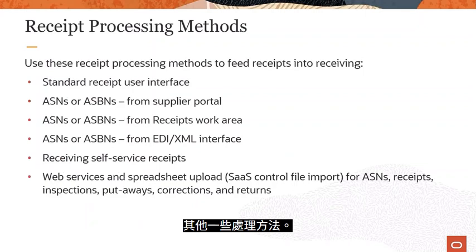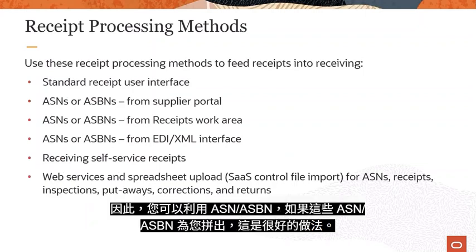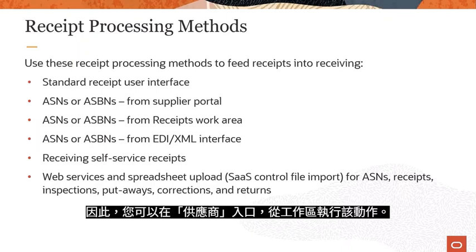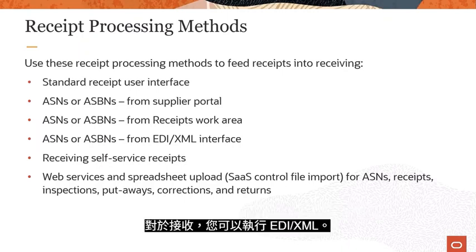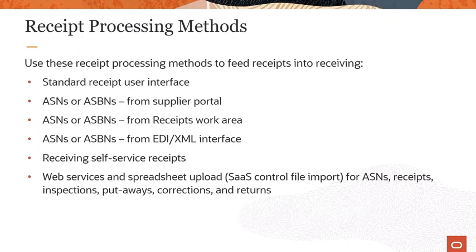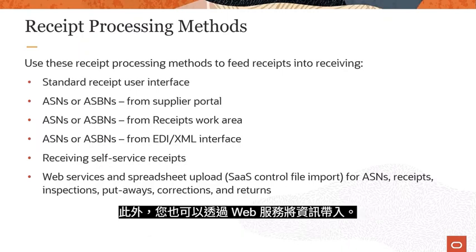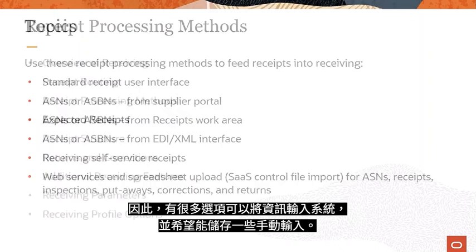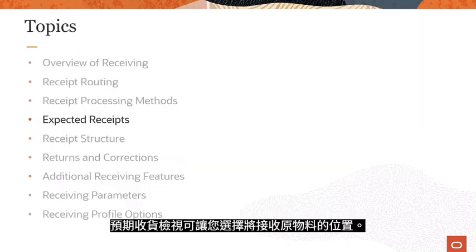Some other process methods. So you can leverage the ASN, ASBN, which would really be nice if they spelled those out for you. Advanced shipping notice, and advanced shipping and billing notice. So you can do that in the supplier portal from work area. For receiving, you can do it EDI, XML. Also, you can bring the information in through web services. So lots of options for getting the information into the system and hopefully saving some manual input.